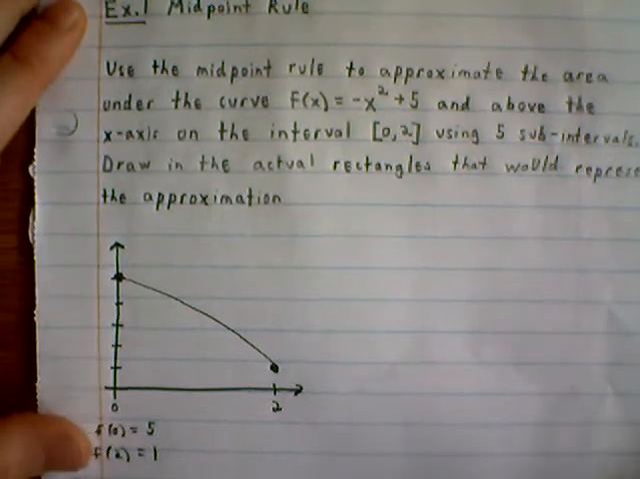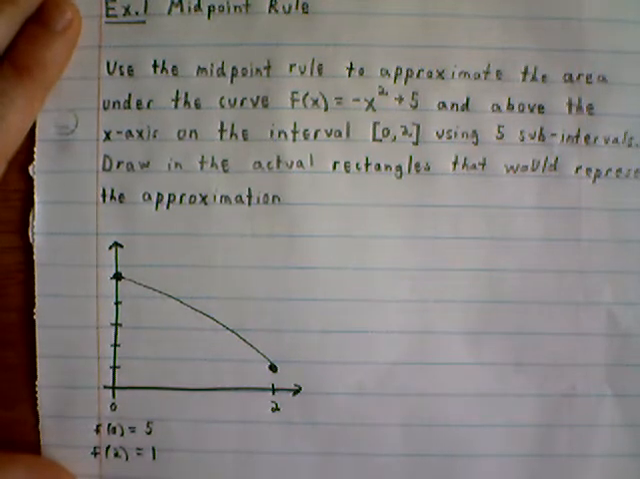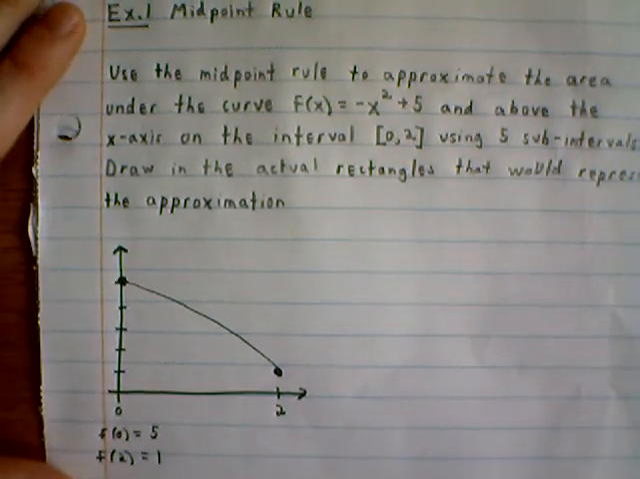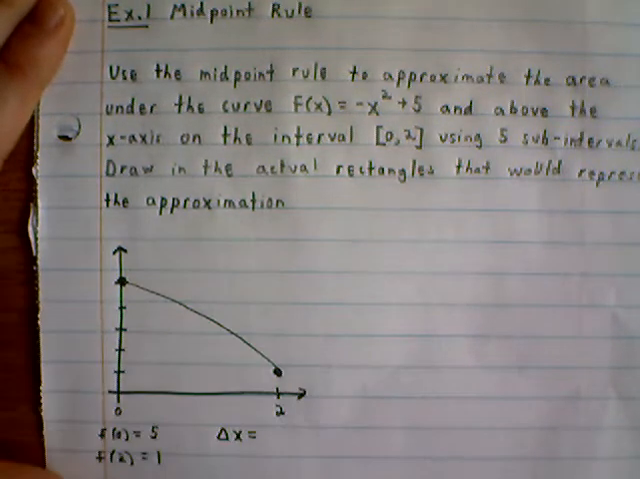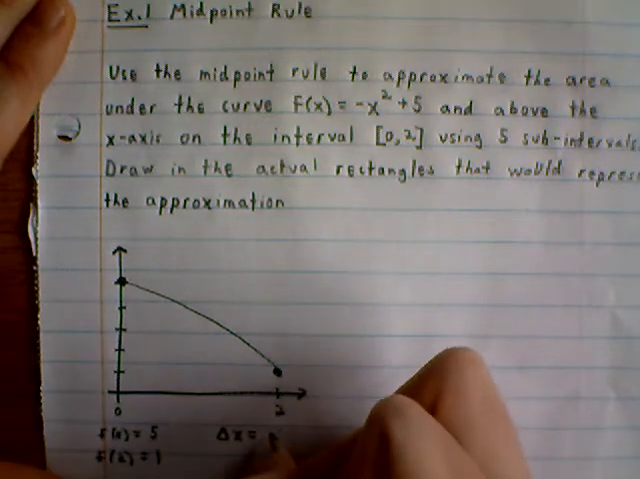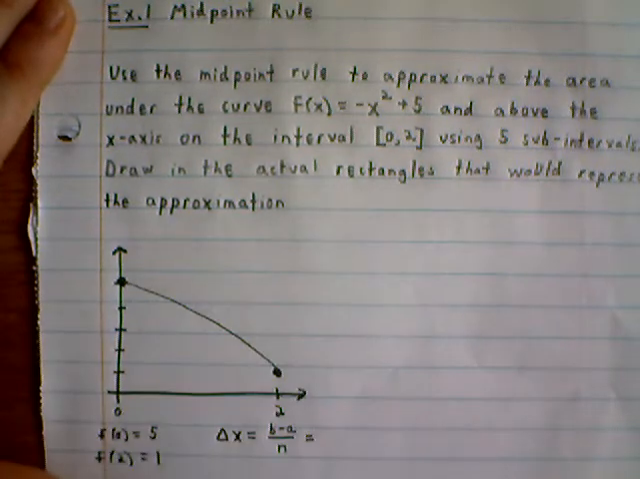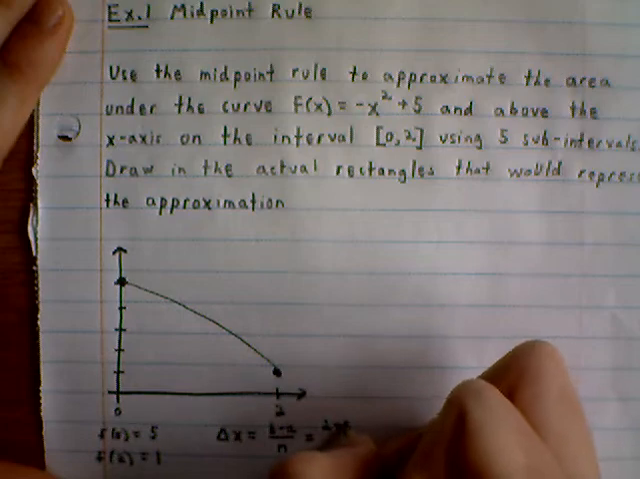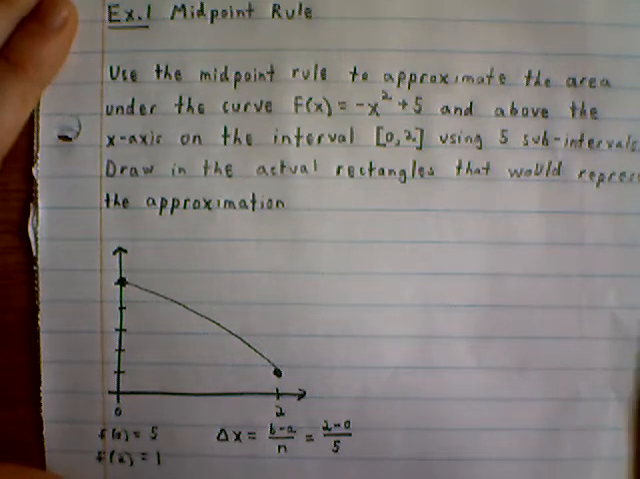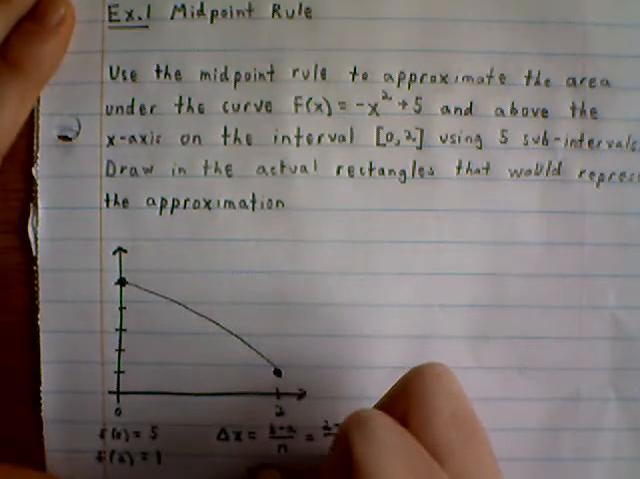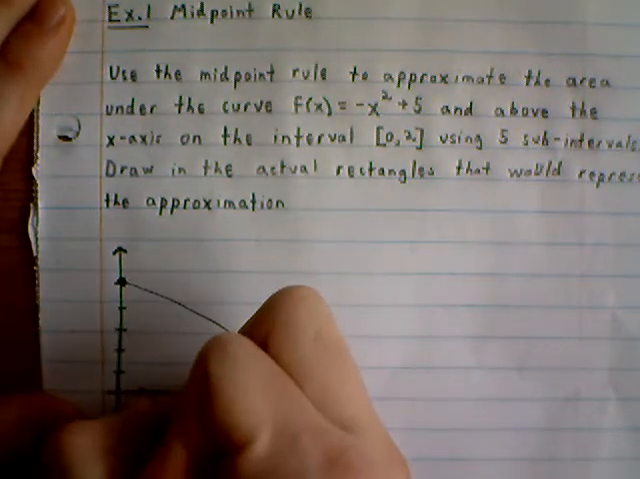Remember, I left the scaling between 0 and 2 blank because we first have to find the length of each partition. So I'm going to find delta x, or my width of each rectangle, which is b minus a over n, or 2 minus 0 over 5, because I have 5 subintervals or 5 rectangles. So my width is going to be 2/5. Let's go ahead and scale by 2/5.